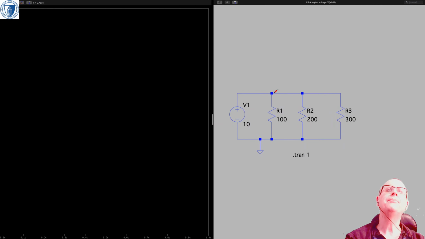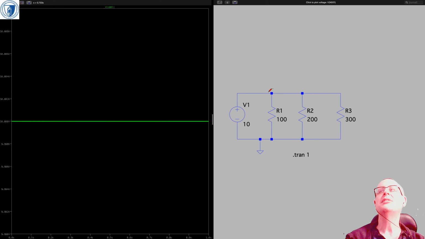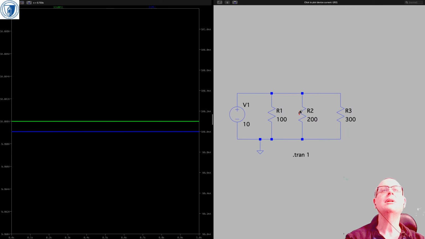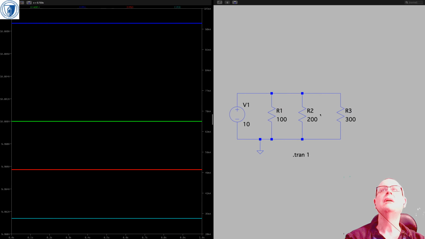Okay, so there's only one voltage, right? There's only one node up here, so that's my voltage, it's 10 volts. And thankfully all the currents are flowing in the right direction. And it looks like I've got about 100 there, and I've got about 50 there, and I've got about 33 1/3 there. So that all looks right.